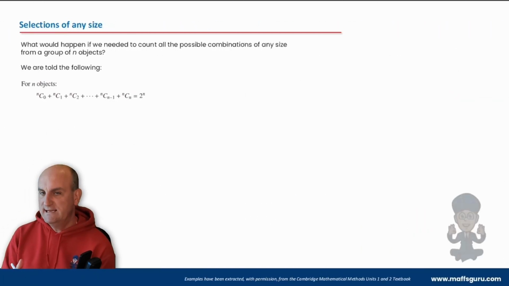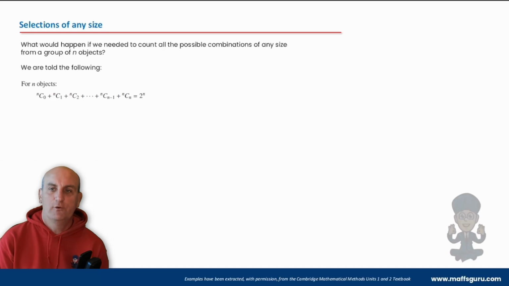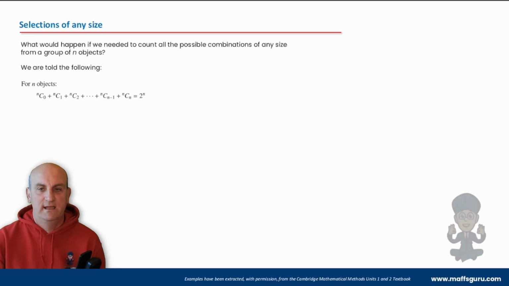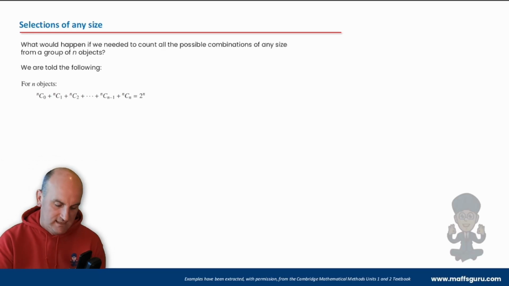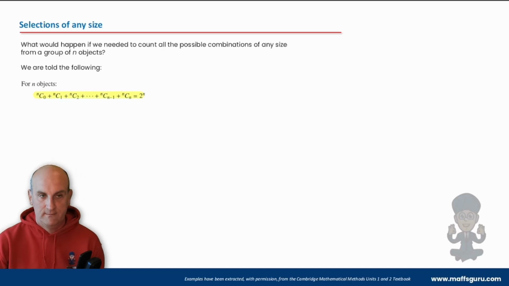Now, selections of any size. What would happen if we need to count all the possible combinations of any size from a group of n objects? Right, we are basically told, for selections of any size, we get this here. Now, there are two ways of thinking about this. And so what I want to do is try and unpack that now as a bit of an aside for those of you who are interested.